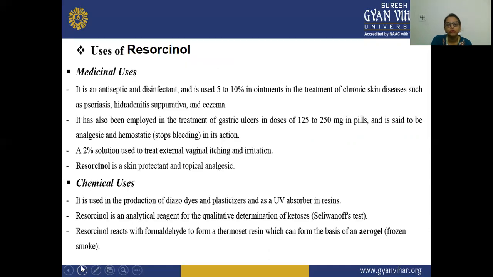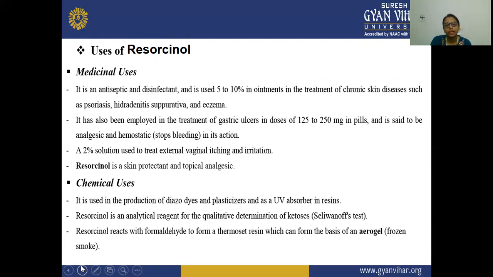Next are the uses of resorcinol. Its medicinal use is as an antiseptic and disinfectant, and it is used in ointment at 5 to 10% in the treatment of chronic skin diseases, that is psoriasis, hidradenitis suppurativa, and eczema. It is also employed in the treatment of gastric ulcer, and its dose is as shown.